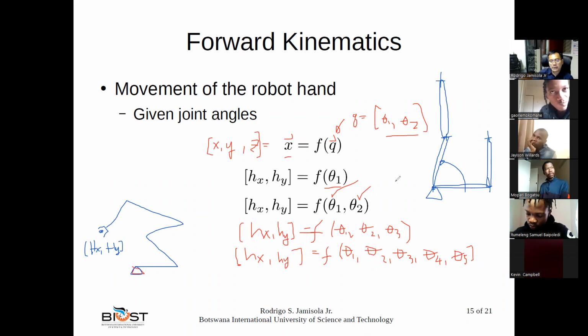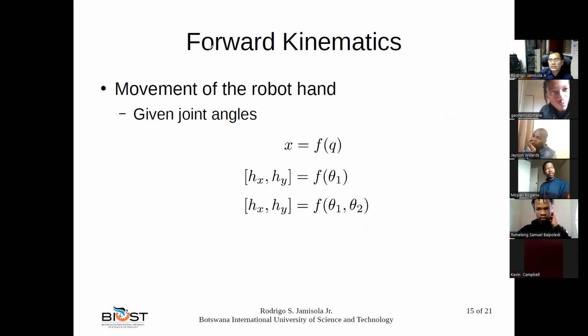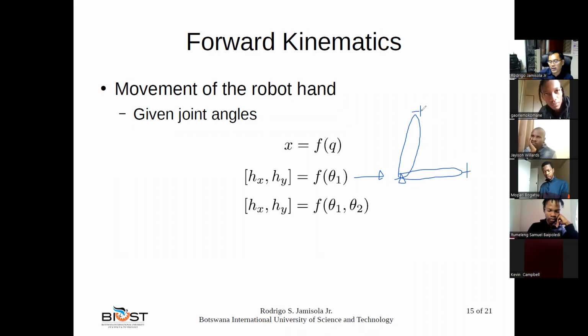For example, I'm just discussing constraints now. In this case, you have one joint angle. The movements of X and Y are not independent of each other. When you move in X, you also move in Y, because you only have one joint coordinate, which is theta 1. But when you have theta 1 and theta 2, then your movement can be independent.